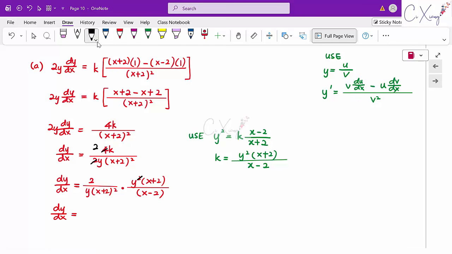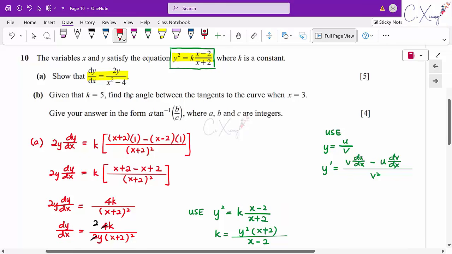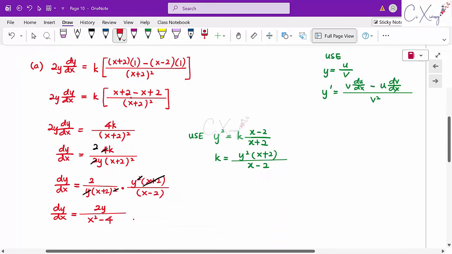Y squared and the y can be simplified. X plus 2 and this one can be simplified. And I'm left with only 2y on top as the numerator, divided by (x plus 2) multiplied with (x minus 2). And we know that (x plus 2) multiplied with (x minus 2) gives x squared minus 4. Let's check whether it is the answer that they want us to show. I think yes, right? So this is how we get dy/dx equals this particular expression here.